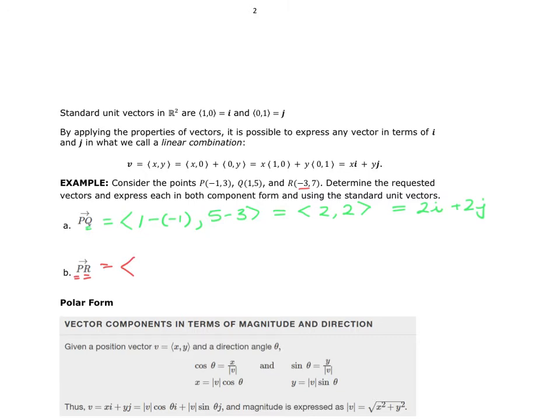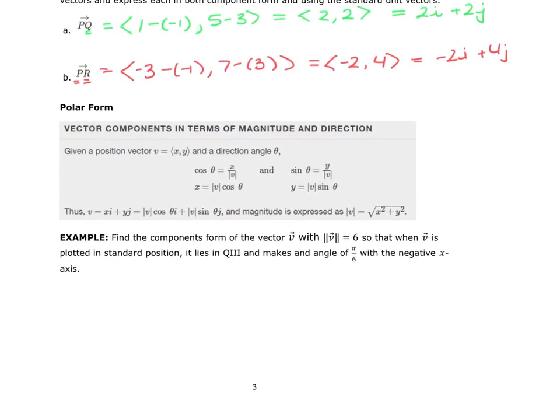P is where I start. So my R is -3 minus a -1, comma, and then it's going to be 7 minus the 3. So this gives me negative 2, comma, 4, if I did my math right. You got to watch me, I'm sketchy. Which gives me negative 2i plus 4j.